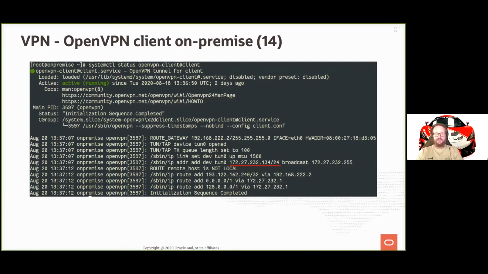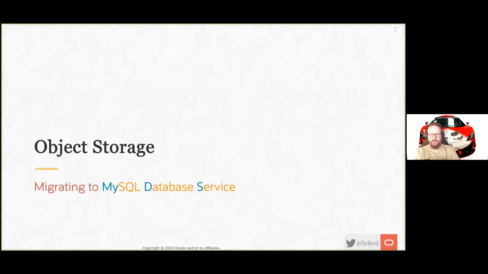So our VPN is there, meaning that our on-premise can connect to our MDS system in OCI. When we have done that, we're also going to create an object storage to migrate all our data. We're going to use that to save all the data in an object store and then restore it on MDS.